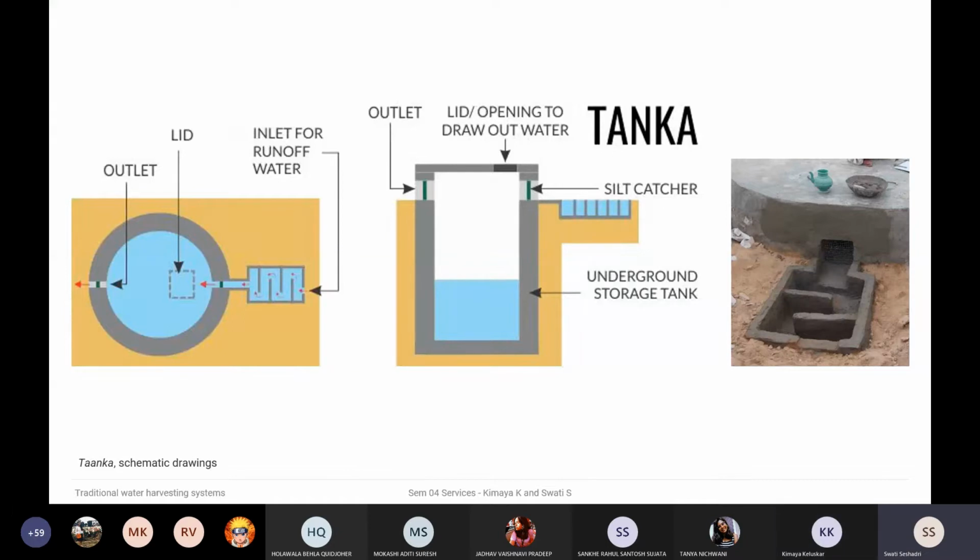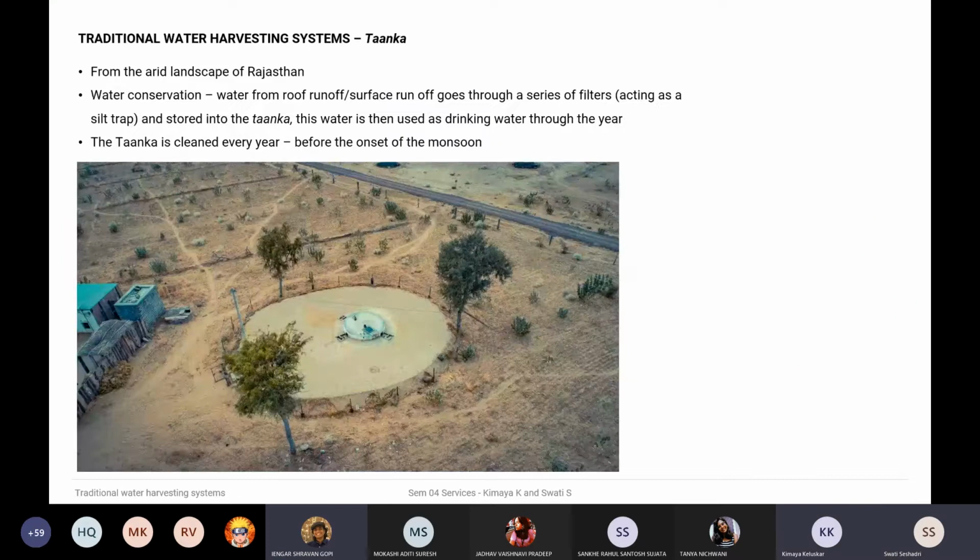Is that right, Kima? Yes. So 2 meters in diameter, that's a 1 meter radius, and then on one side we'd have the silt catchers, right? And in this image, you see there are multiple entries. So there are 3 silt catchers here.